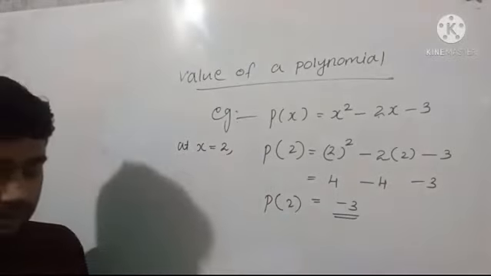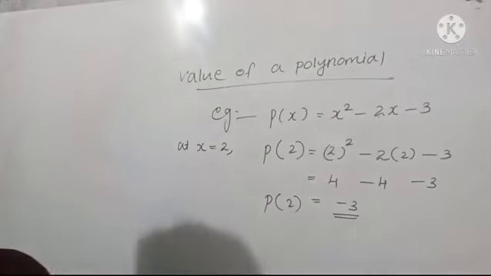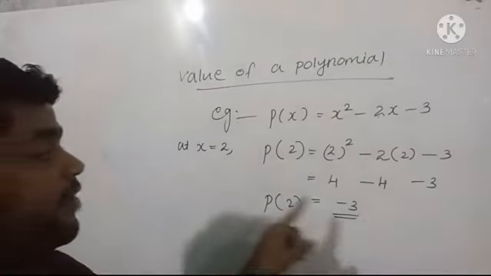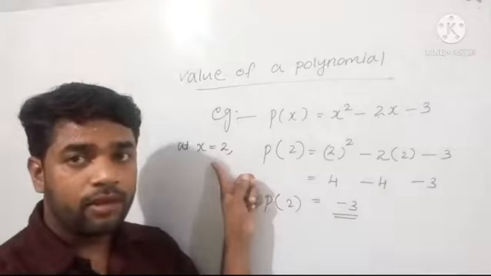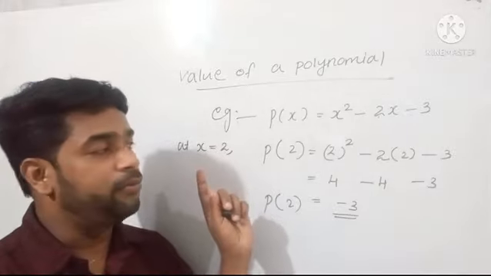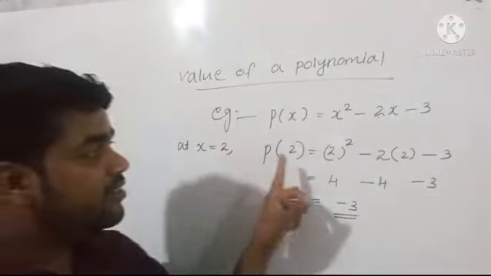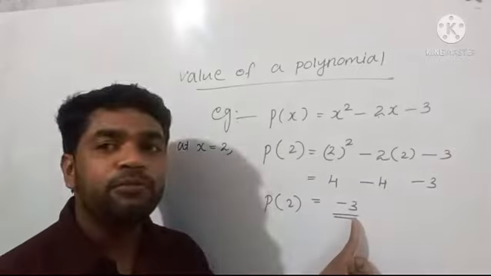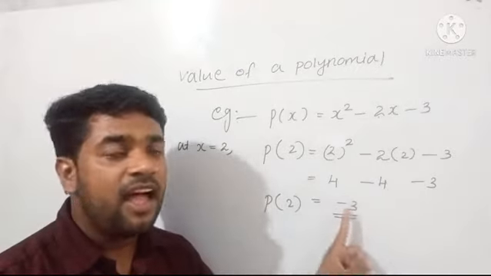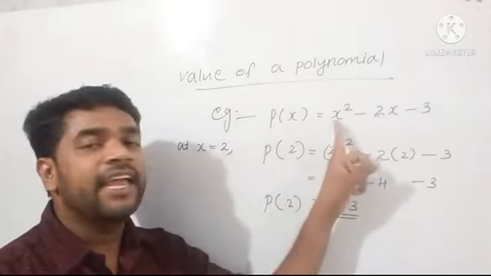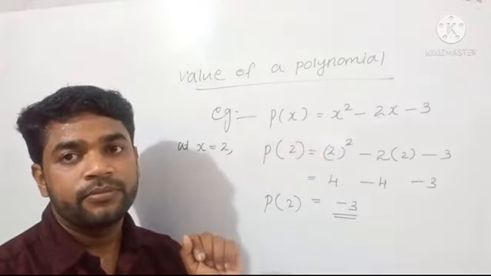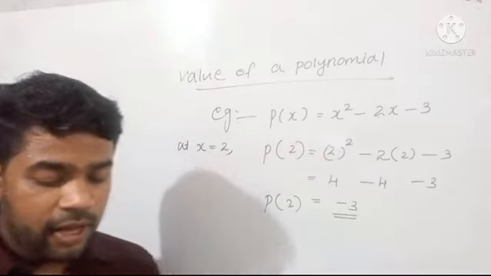So we call minus 3 the value of the polynomial when x is equal to 2. When we substitute 2 in place of x, we get the value minus 3. That is called the value of a polynomial.